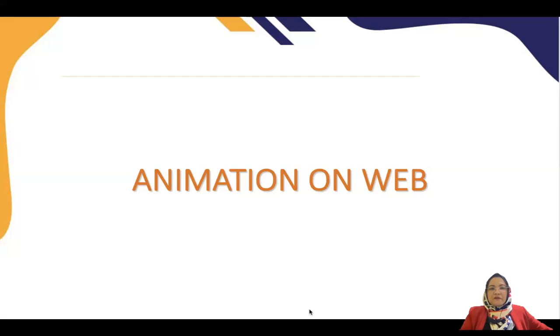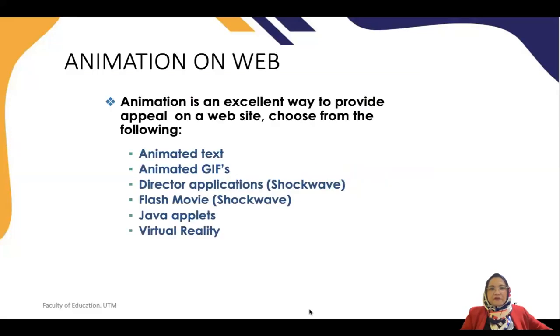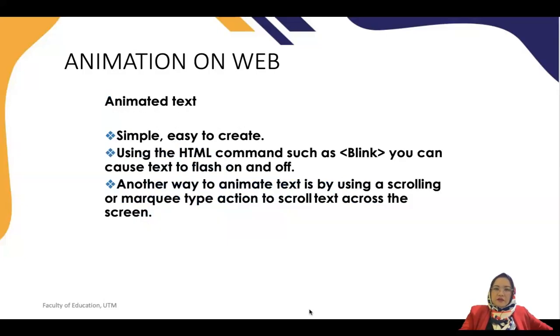Okay, animation on web. Let's talk about animation on the web. It's an excellent way to provide appealing information on your website. There's animated text, GIF, shockwave, Java, virtual reality, lots of other animation types you can use to project on your website. Okay, if you want to animate text, this is the simplest, easy way to create. There's so many software, animated text software you can use out there.